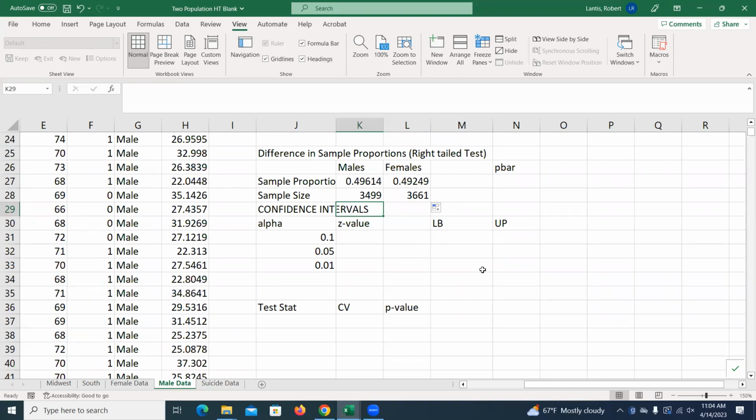Any questions up at this point? Nothing too crazy. We've done all this stuff before. We're just finding the sample sizes.